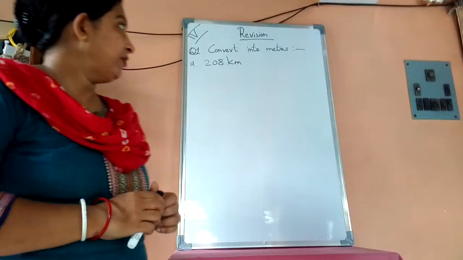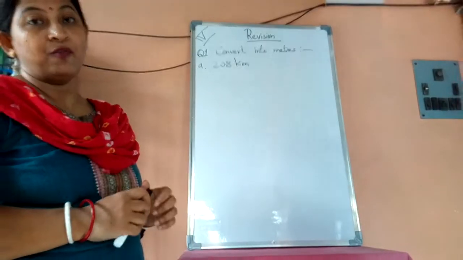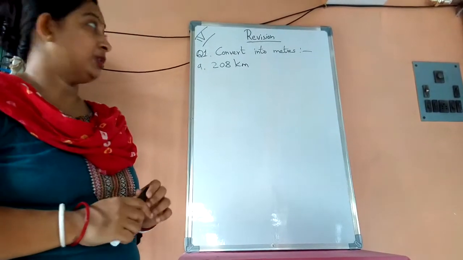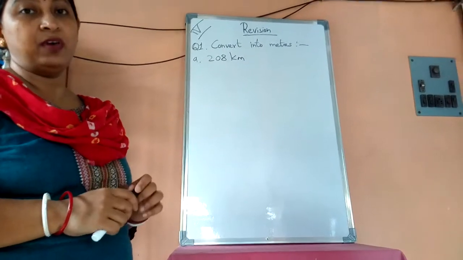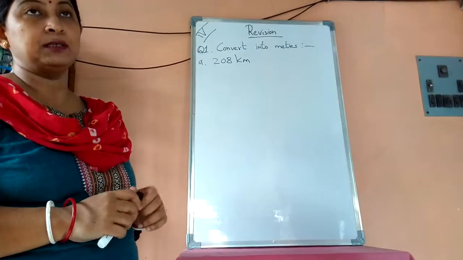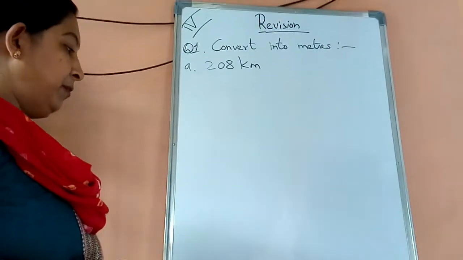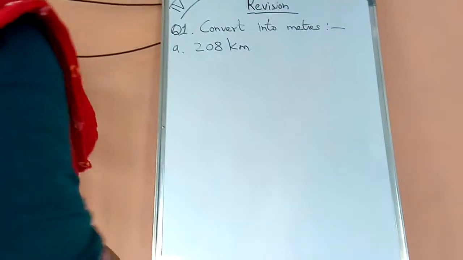Today we will revise the conversion from lower to higher units and from higher to lower units. See, question number 1. It is given, convert into meters. First one is 208 kilometer. You have to change it to meters. So what will you write?